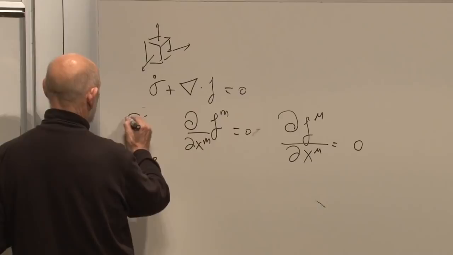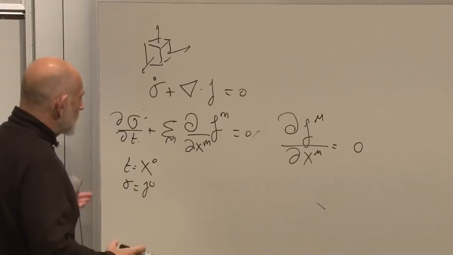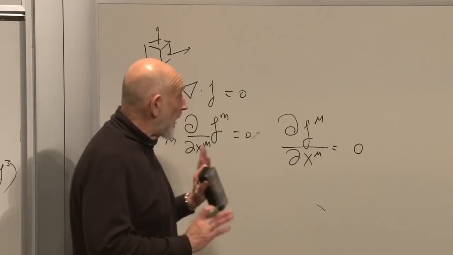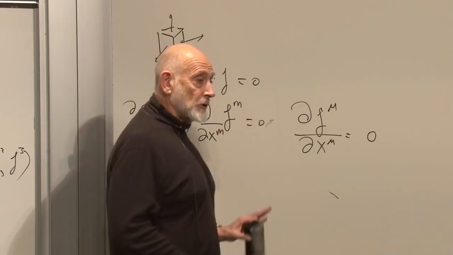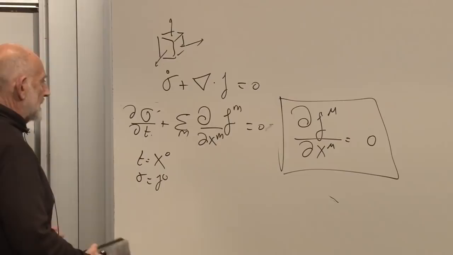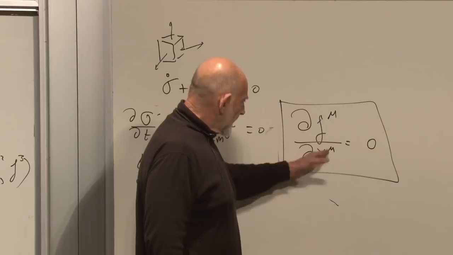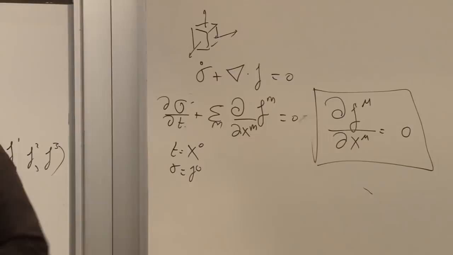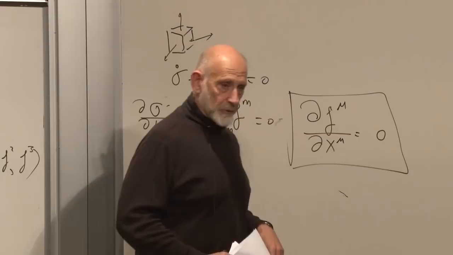Sigma dot, d sigma by dt, plus the sum over m: dJ1 by dx1, dJ2 by dx2, dJ3 by dx3. This just becomes the derivative of J mu with respect to x mu, where I have now used the summation convention, implied or implicit, is equal to 0. So it becomes a nice tensor type equation. J is a four-vector, x the four components of space-time, and this has the nice look of a good equation, the derivative of a tensor with respect to a position.